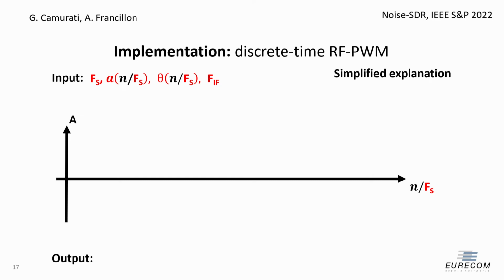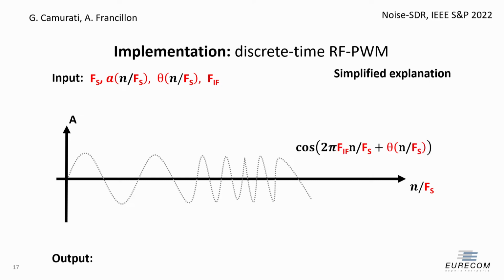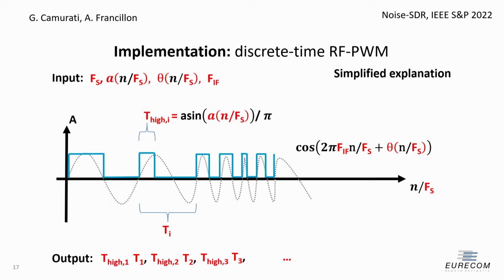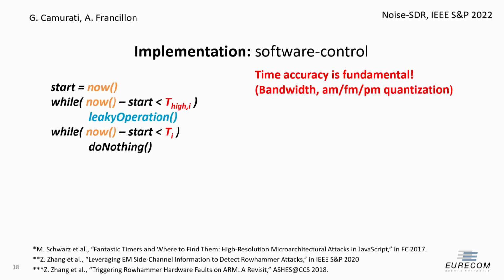So how do we implement this in practice? It's very simple, actually. We just generate, in software, a cosine wave with the frequency and phase that we want. Then intuitively, the square wave should have the same periods, so by looking at the zero crossings, we find out the periods of the square wave. And then we apply a small pre-distortion on the pulse width to control the amplitude of the final signal. We are left with a list of timings that we use to control the accesses to DRAM.